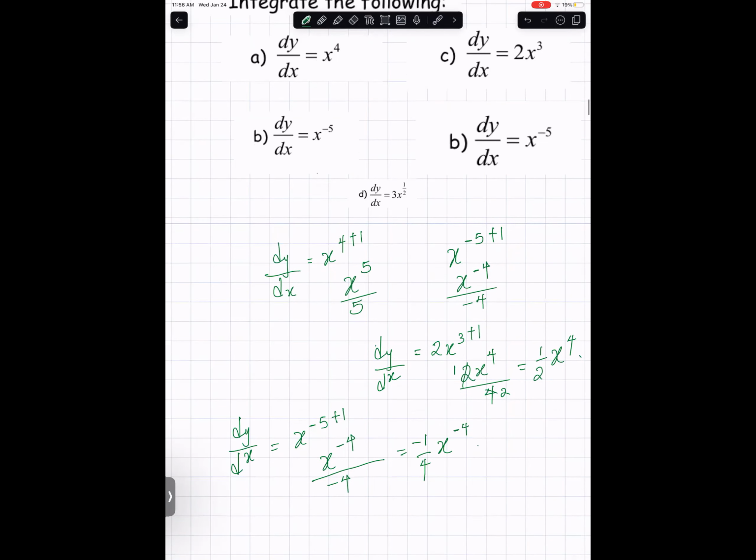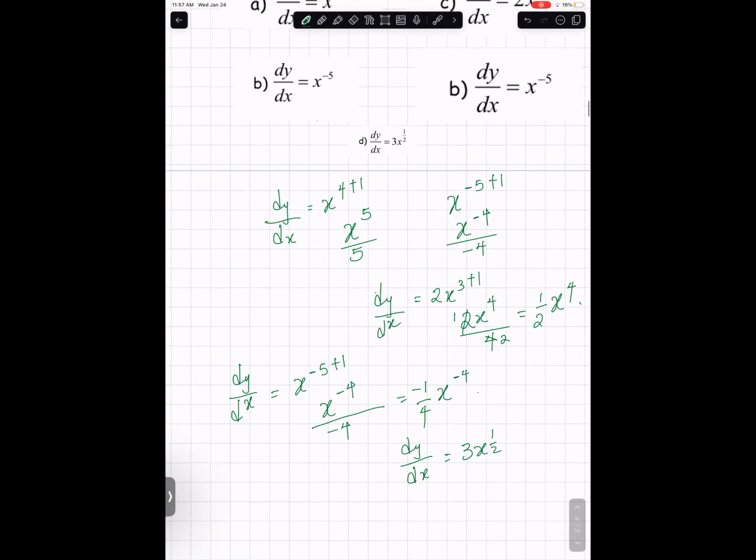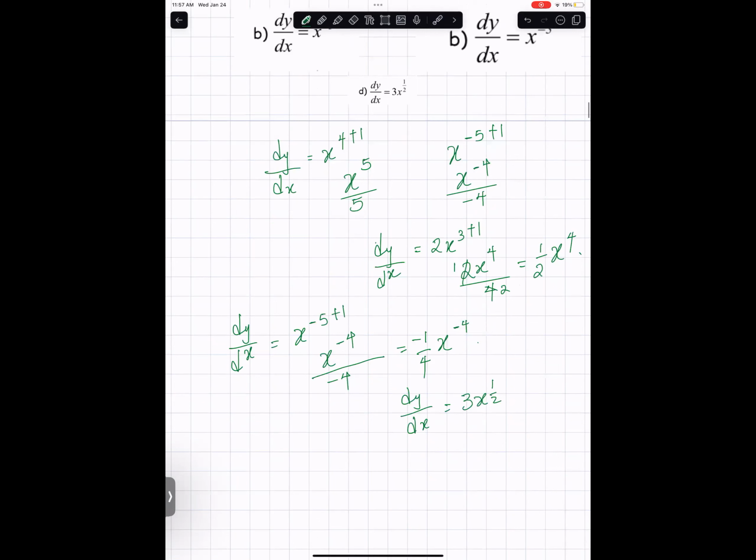Then the last part of it, we have y dx equals 3 times x to the power of half. So what do we have? We have 3 times x to the power of half plus 1. I'm going back, so just take note, I'm going back to whatever I have there. Half plus 1. Then my half plus 1 gives us what?